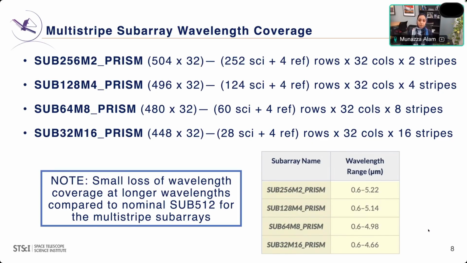And the blue corners of the subarrays are all the same across the multi-stripe subarrays and the sub 512 subarray, which is why we end up with the wavelength loss in the red end only.